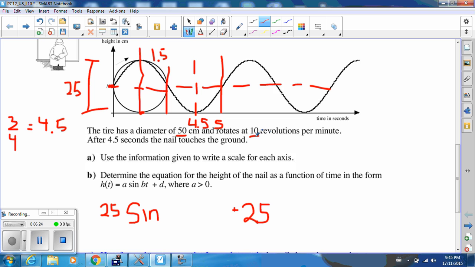I could also get that from this 10 revolutions per minute. If there's 10 revolutions per minute, so 10 revolutions equals 60 seconds, then 1 revolution, divide both sides by 10, equals 6 seconds.